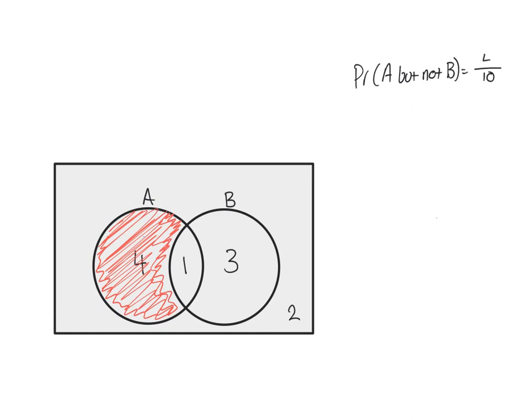Now there are 4 outcomes in that zone, so this event is 4 out of 10, and we can simplify this one to 2 out of 5. The special way that we write this in our probability notation is A and not B, so we use B dash to say not B.